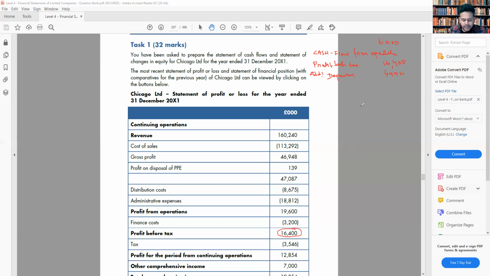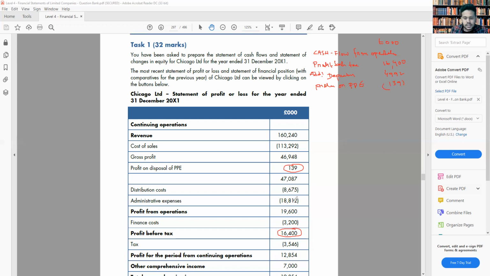Then we have profit on disposal on PPE. We don't sell the non-current asset every day, so this profit is not from my business operation. This profit comes from the selling of non-current assets, so it is not my daily business. I have to take it out because it's a profit. If it's a loss, I'm going to add that. So I'm going to say profit on PPE. That is 139, and I'm going to take away that.